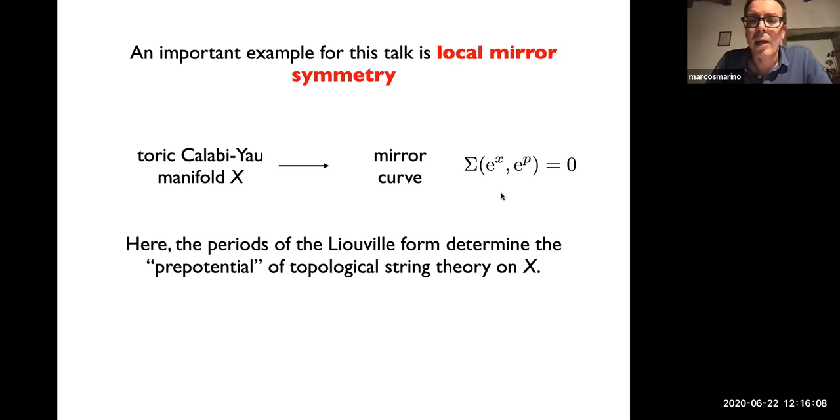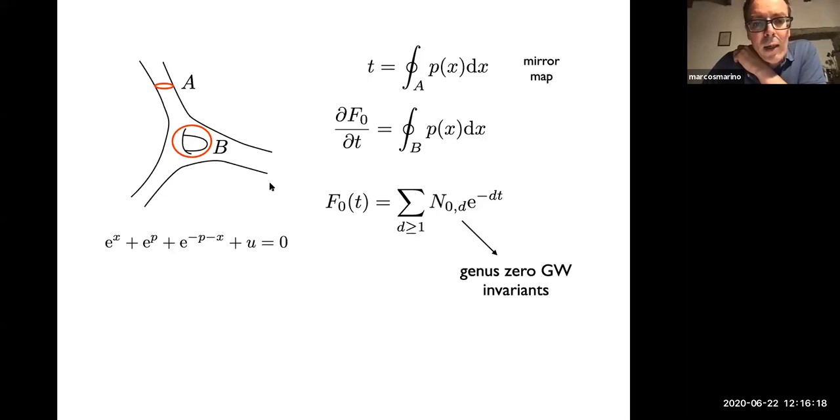Let me give you a little bit more detail. Imagine, for example, that you have a curve of genus one. If you want to fix ideas, you can think about one of my favorite curves, which is local P2, which has this form here. And again, notice that the coordinates here are naturally exponentiated. So this is a genus one curve, which has two one-cycles. And then if you calculate the periods of this Liouville one-form around the appropriate one-cycles, you will get two different quantities. One is what defines the mirror map and gives you the Kähler parameter of the toric Calabi-Yau, which in this case, the mirror of this curve here, is local P2.